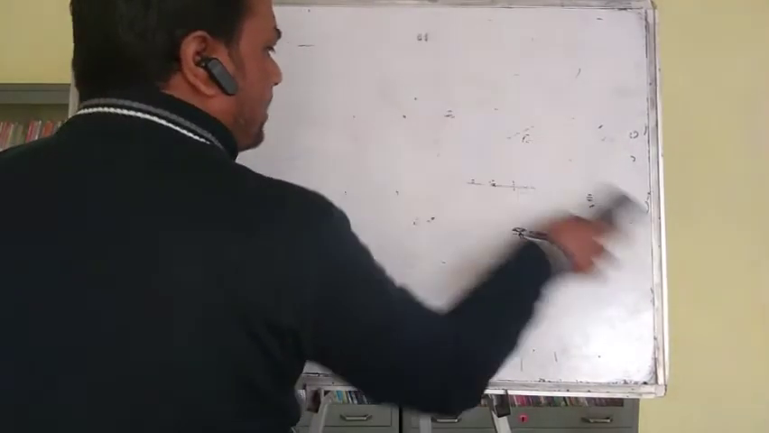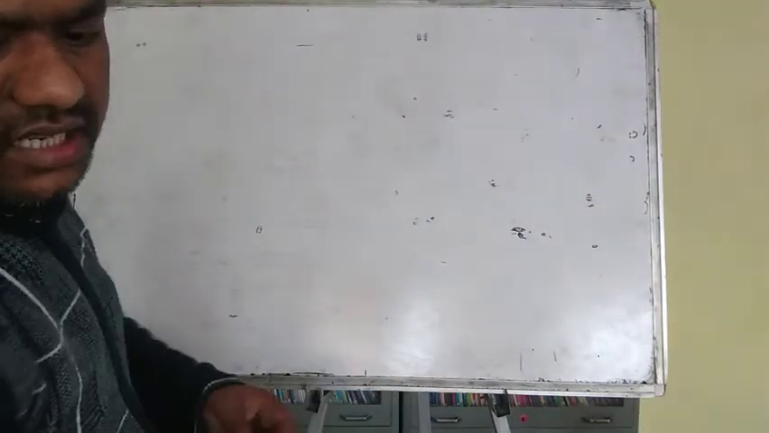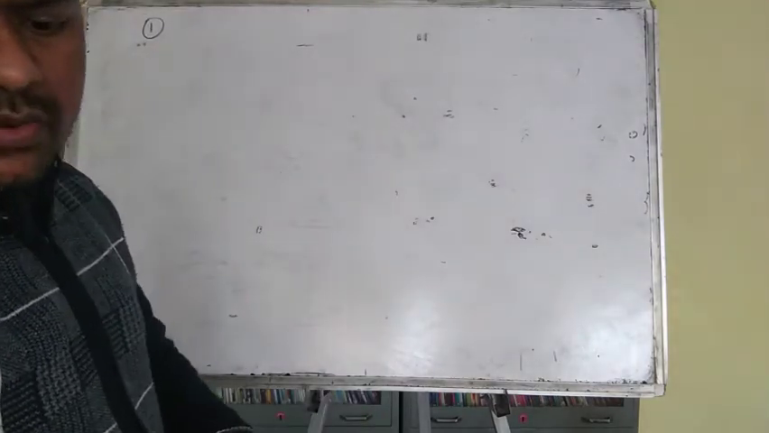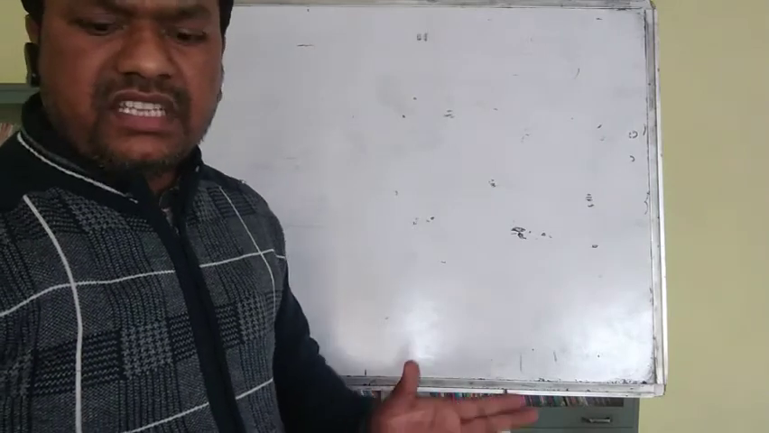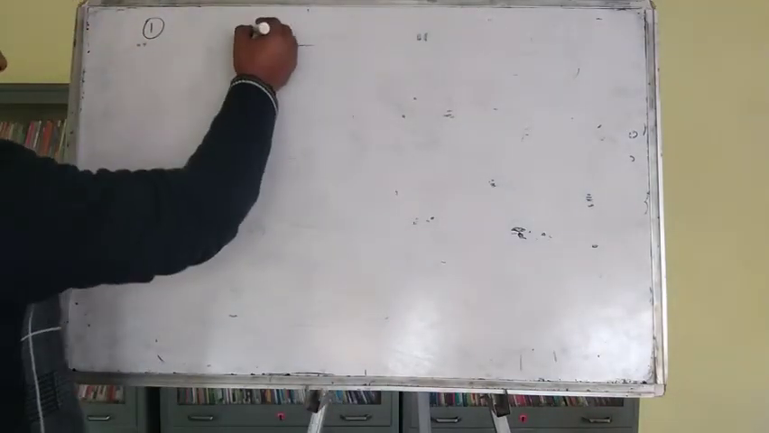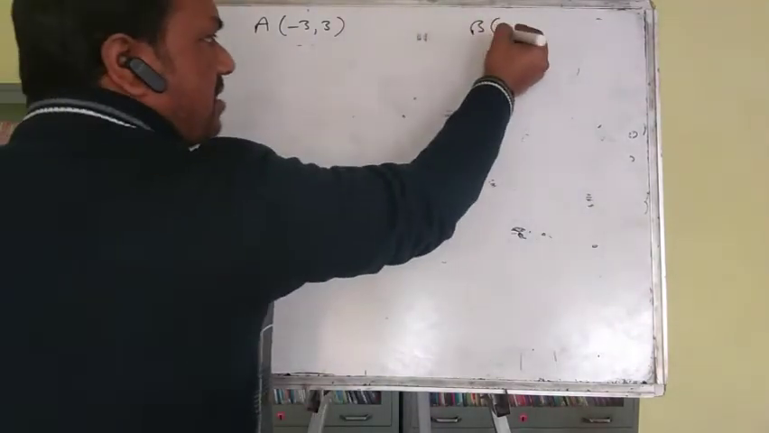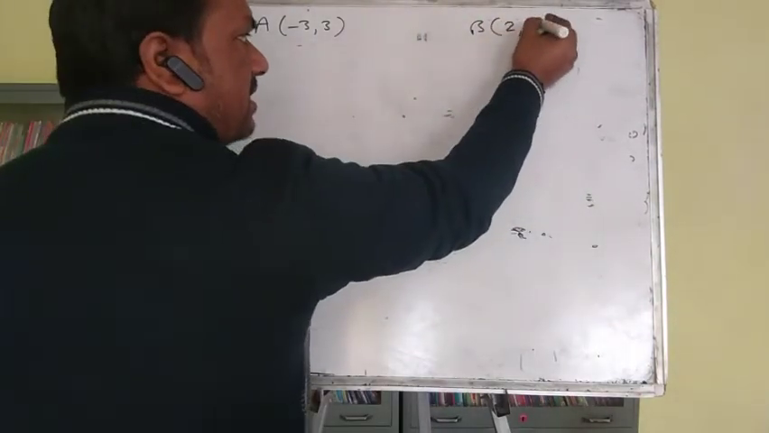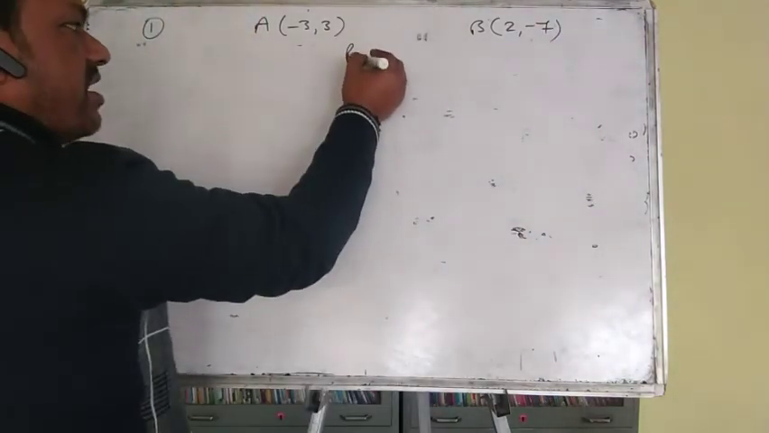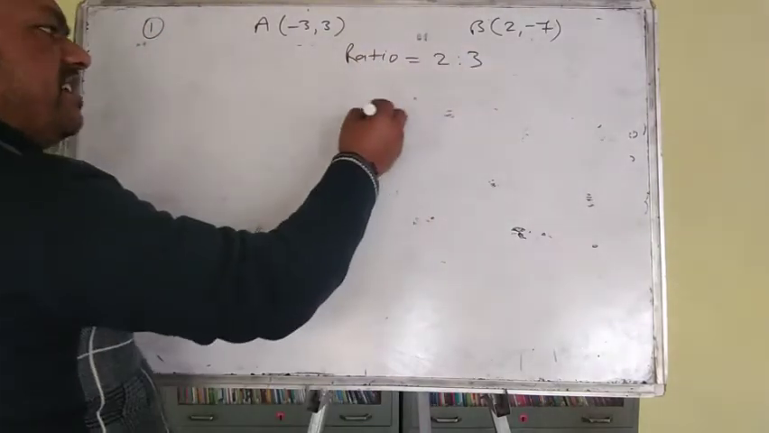Now come to the questions. I will explain the first question based on the section formula. Question number 1: calculate the coordinates of the point P which divides the line segment joining A (minus 3, 3) and B (2, minus 7) in the ratio 2:3. Find the division point.